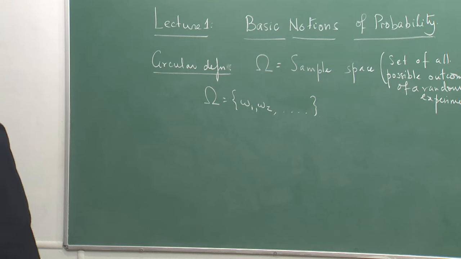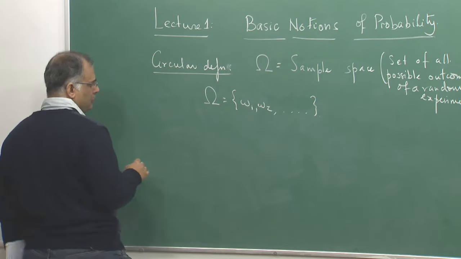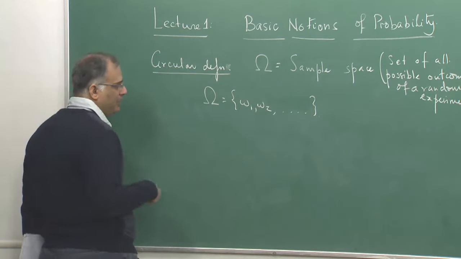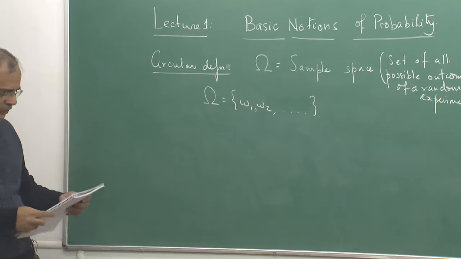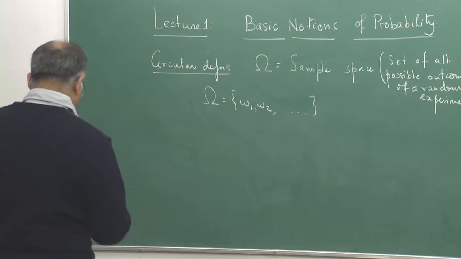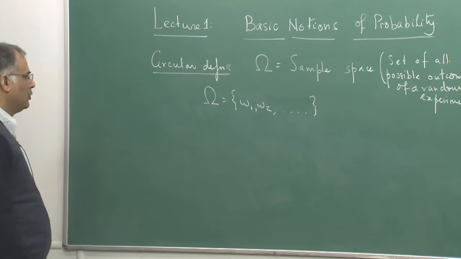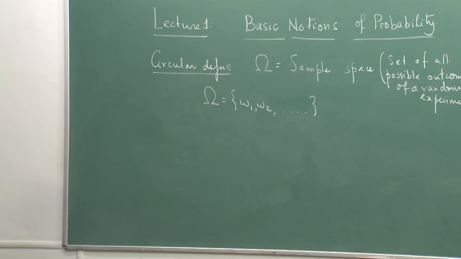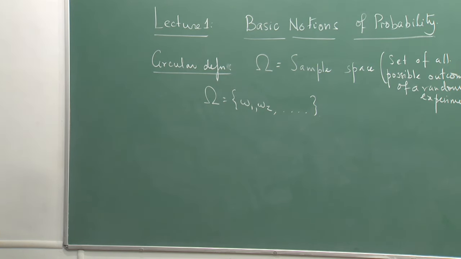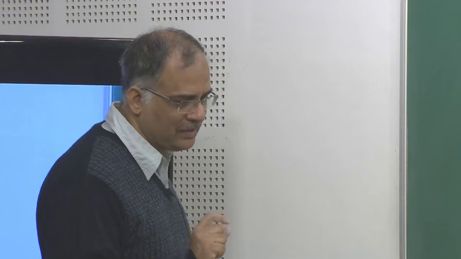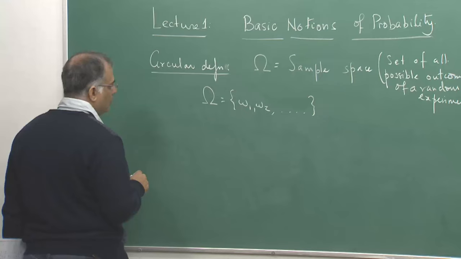So it is assumed that these are outcomes of a random experiment which we have collected. It consists of outcomes which are mutually exclusive, exhaustive, and equally likely. That is the definition.